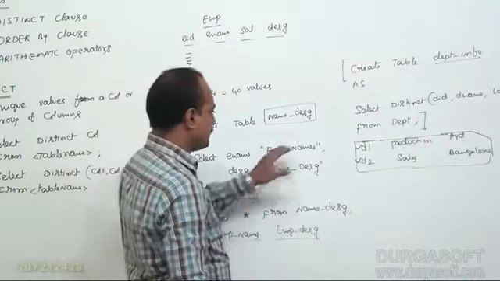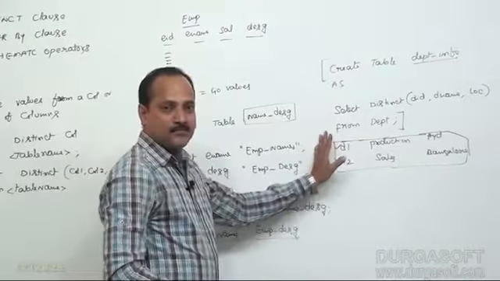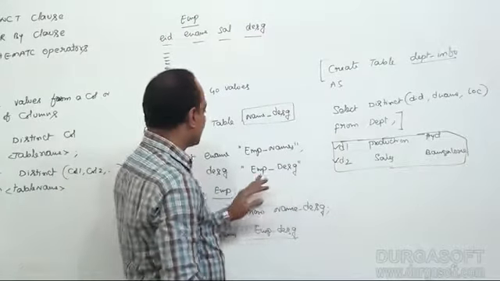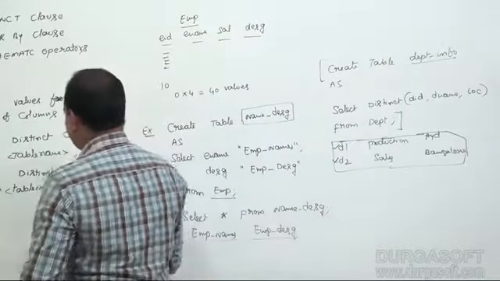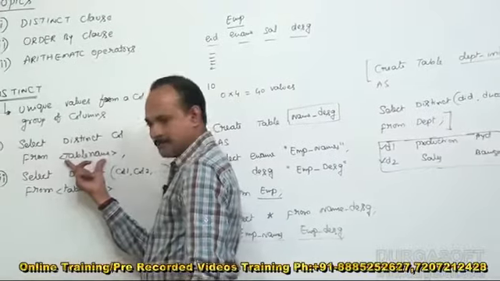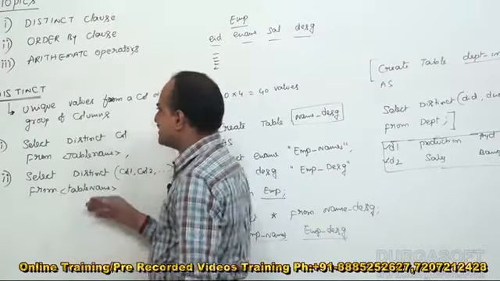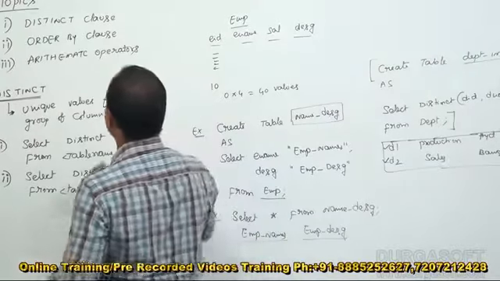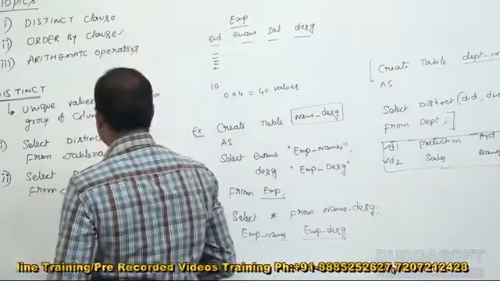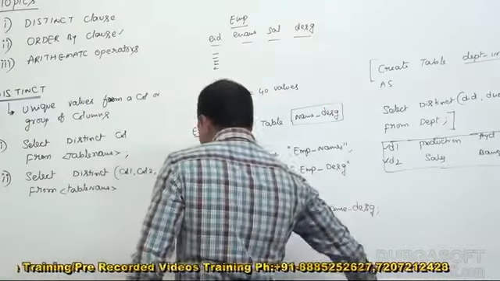So in this way we can use the distinct clause. Again I am repeating, the distinct clause is used to display unique values from a column or unique values from the table. Remember this. This is about distinct. Now we are going to discuss the order by clause.